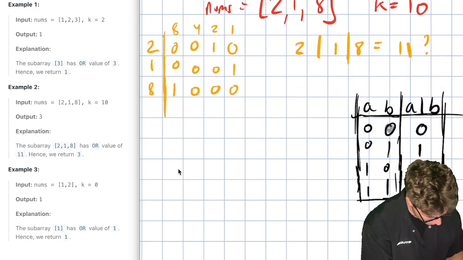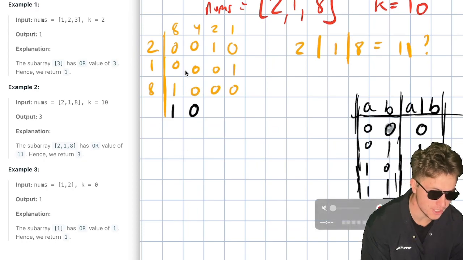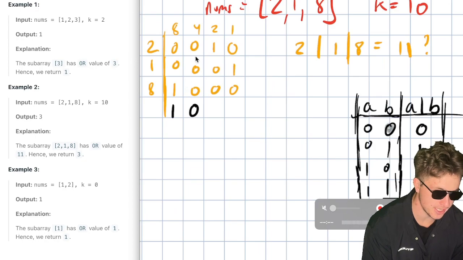Well, we got 0, 0, 1. Is one of them true? Yes. 1, 0, 0, 0. Is one of them true? So I'm basically doing the OR operation down this line. So 0 or 0 or 1. One of them is true, so the answer is 1.